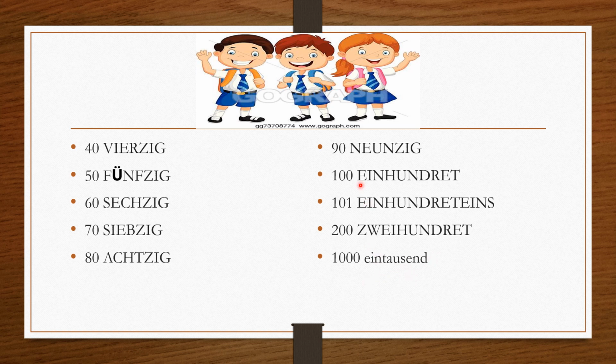I have written all the numbers in capital letters and I have segregated them because I wanted you to understand in a better way. That's why I have written in capital letters. So you have to write the numbers in small letters. Again we will do 40, 50, 60, 70, 80, 90, 100, 101, 200, 1000.